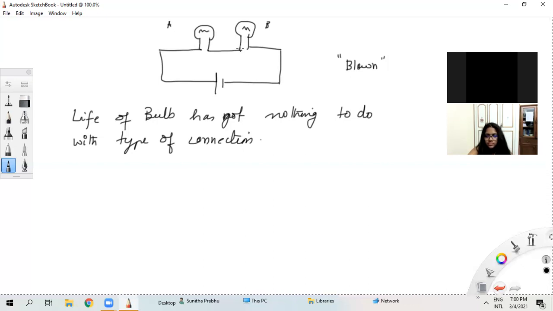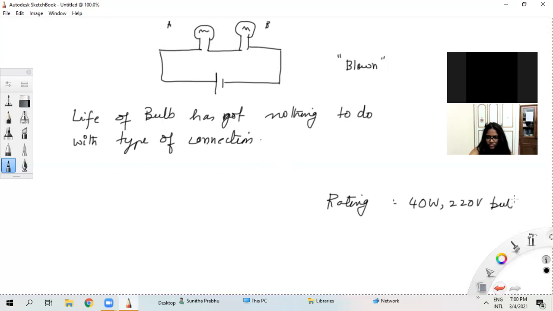Of course, when A and B are connected in series, supposing A has to burn with a certain intensity. That's what is called rating. Rating means they will say, this is a 40 watt, 220 volt bulb. A 40 watt bulb is reasonably strong, a 10 by 10 room will be well lit. That is the intensity you are expecting. And then you have a 240 watt bulb, 220 volt.